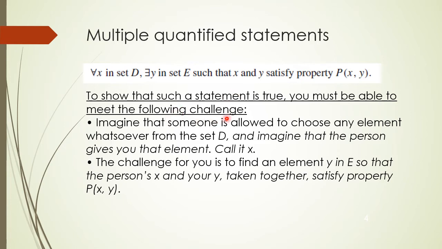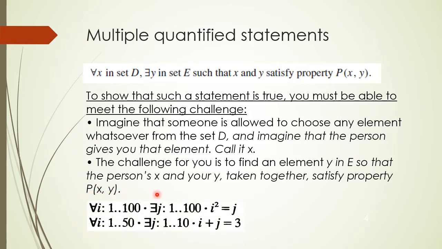And you must be able to meet the following challenge to show the truth value of such statements. Imagine that someone is allowed to choose any element whatsoever from the set D, and imagine that the person gives you that element, call it X. The challenge for you is to find an element Y in domain E so that the person's X and your Y taken together satisfy the property or predicate P(x, y).